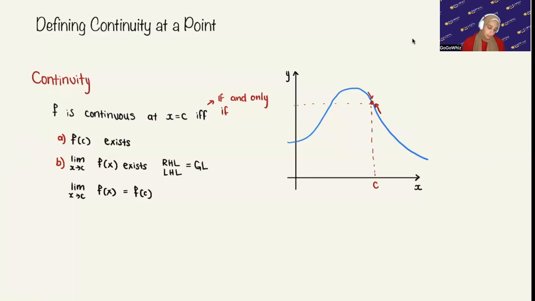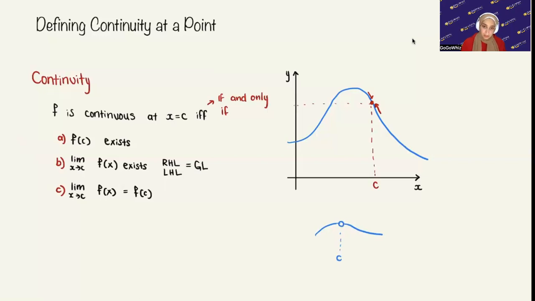Now, the third condition says that the limit of f at x as x approaches c doesn't just have to exist, but it also has to be the same value as f at c. So let me show you an example. If I had a function like this, and right over here, for instance, at c, we actually have a hole. Imagine this is c, this is x equals c.